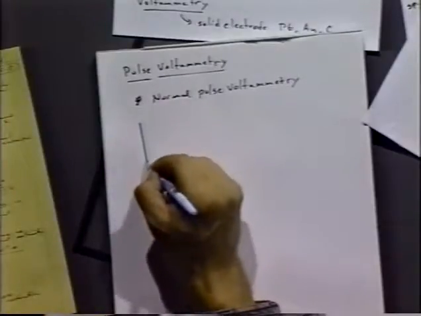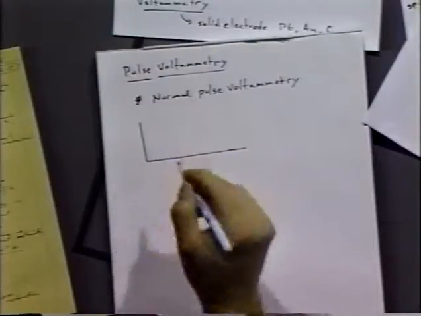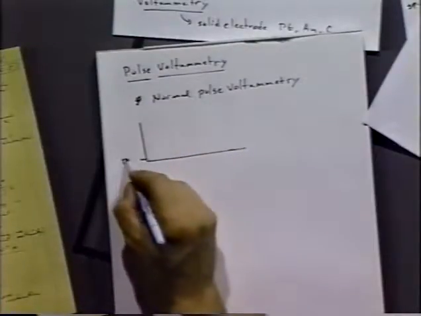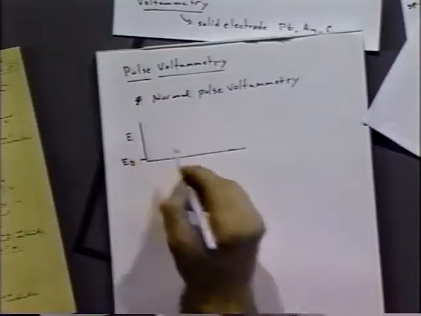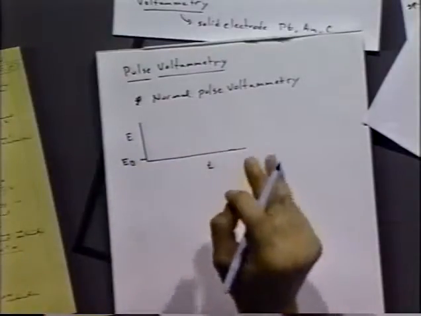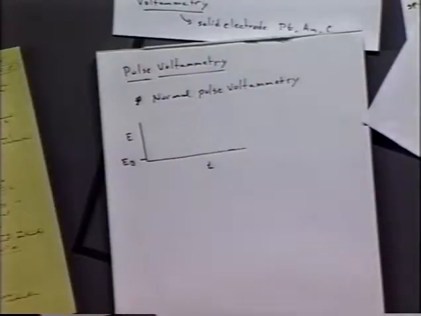Normal pulse voltammetry is a method in which you start at some initial point. We'll call it E sub B for potential, and we apply a series of pulses that have an increasing step size.